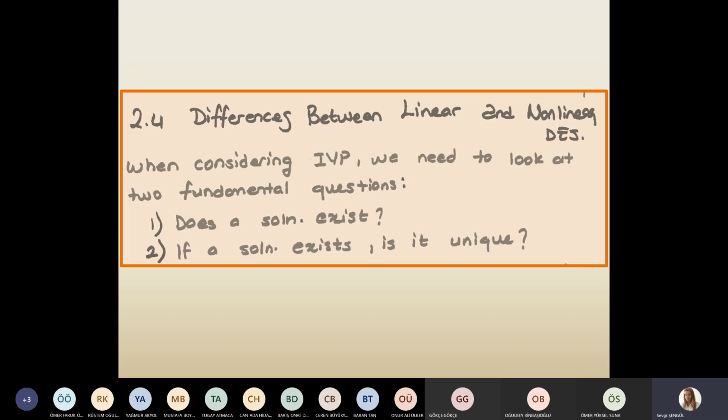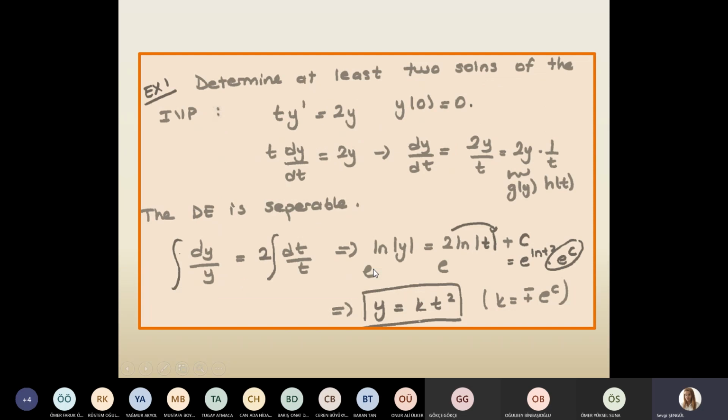So we will focus on two theorems, and according to those two theorems, we can guarantee the regions that the solution exists and it is unique, okay, according to these two theorems. So when considering initial value problem, we need to look at two fundamental questions. Does a solution exist? If a solution exists, is it unique? As I told you, we will focus on two theorems. One of them is for nonlinear, one of them is for linear equations. And these theorems is going to tell us how we can find the regions of existence and uniqueness. Okay, this is what we will be doing today.